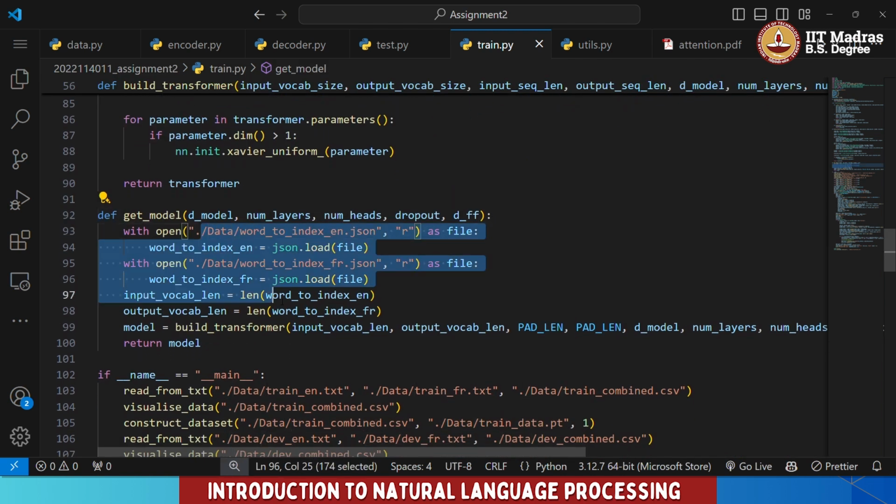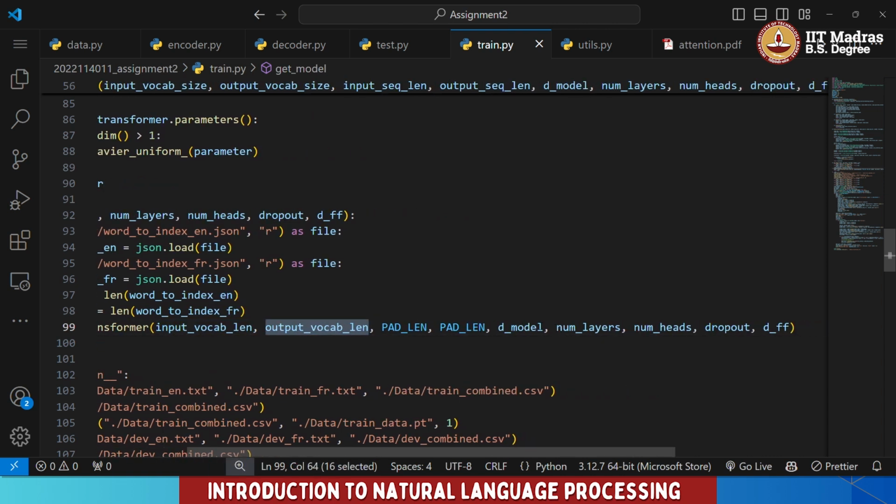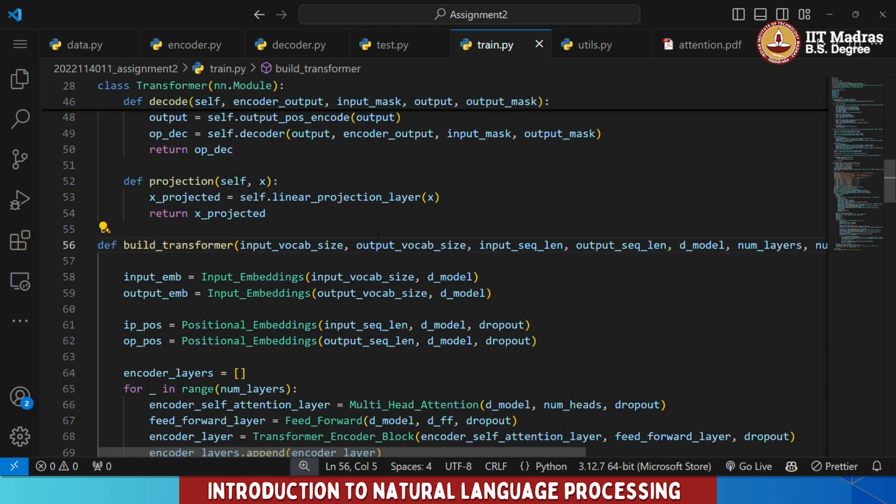Over here as well, there are some basic functions, and then the main internal function is build transformers, which takes the input vocabulary length, output vocabulary length, pad length, d model, num layers, num heads, dropout, and dff as its inputs. As you saw, there are two pad lengths, the input sequence length and the output sequence length. For simplicity, I have padded them the same, since English and French do not have much of a different average sentence length. That depends on the language that you're using.